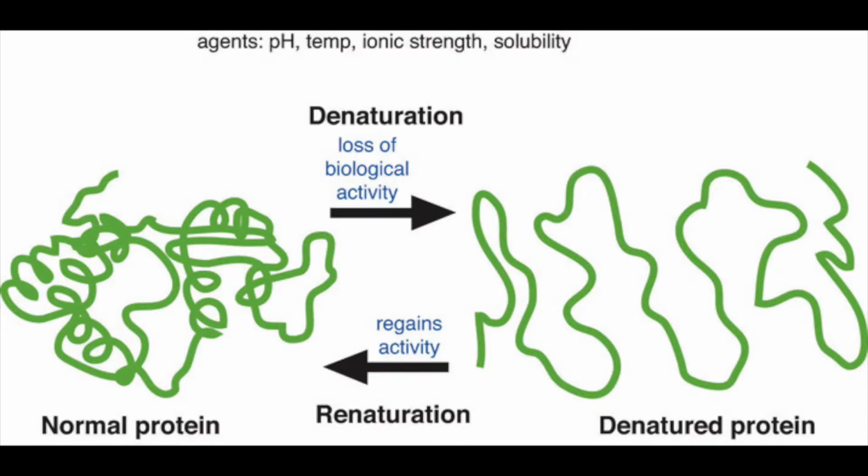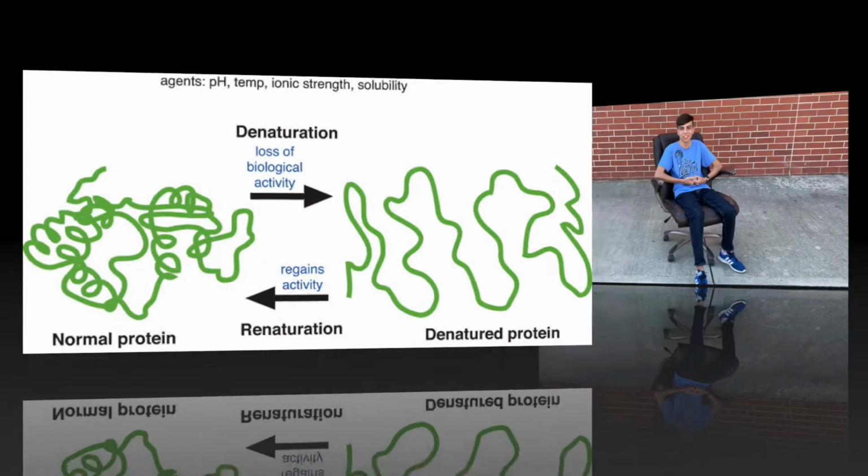So the normal protein and denatured protein are different because the normal is more compact and tightly connected than the denatured protein, which is loosely stranded.